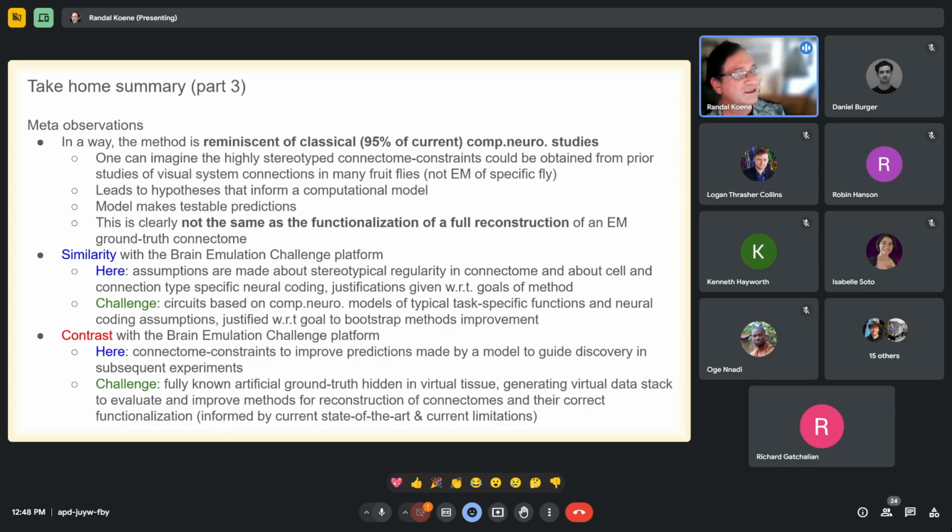There is, of course, a contrast, and the main contrast is in the goal. Here, the connectome constraints improve predictions that are made by a model to guide discovery in subsequent experiments. Meanwhile, we're using these hidden artificial ground truth networks that are in that virtual tissue to try to train methods that do a whole sequence of things, that do reconstruction and functionalization ultimately. So these are my take-home messages from that. Thank you for listening to me, and well, I guess discussion is open.